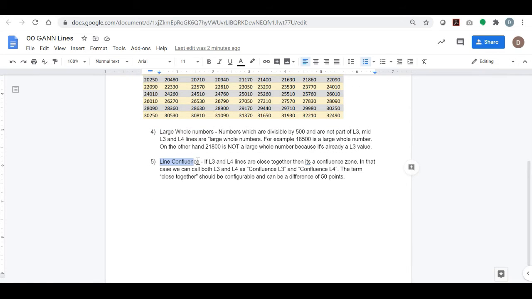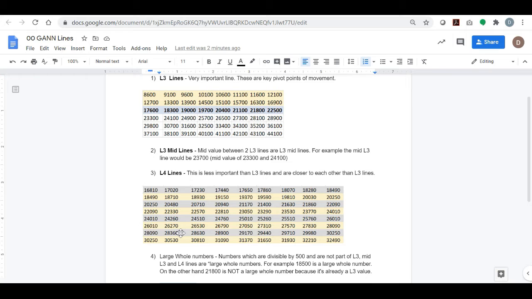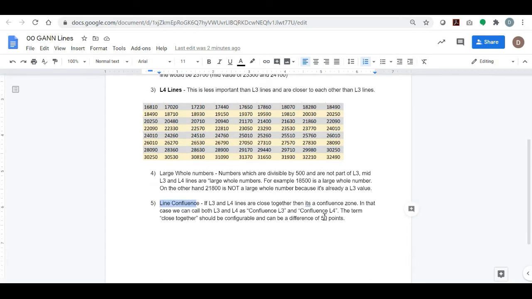Then there is a line confluence. If L3 lines and L4 lines are close to each other, close means that is a configurable element. It can be 50 points, 70 points. If they are close to each other, then it's a confluence zone. And then at that point of time, we can call that L3 and that L4 a confluence L3 or a confluence L4.